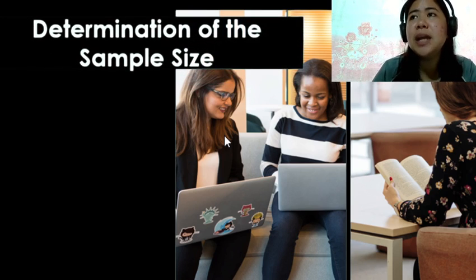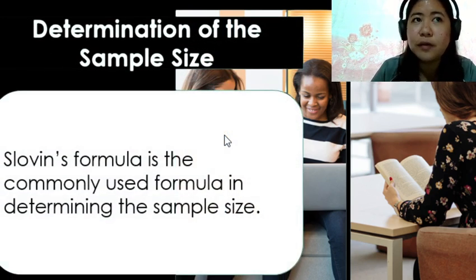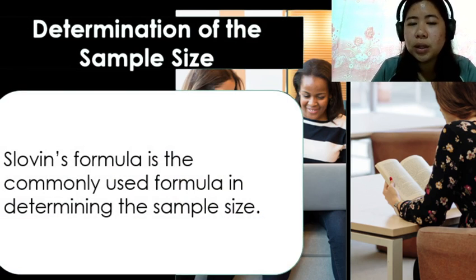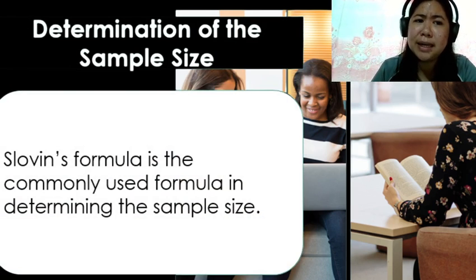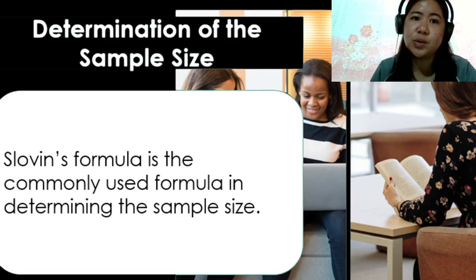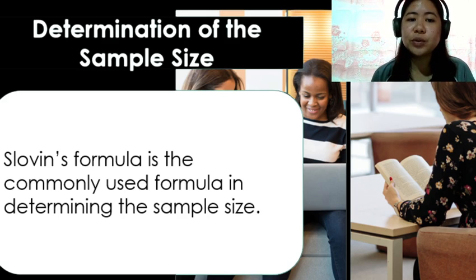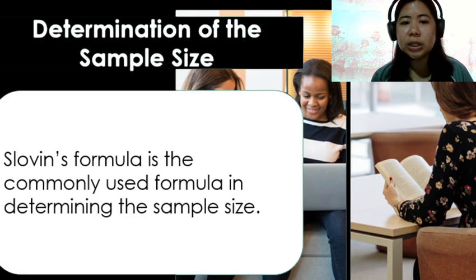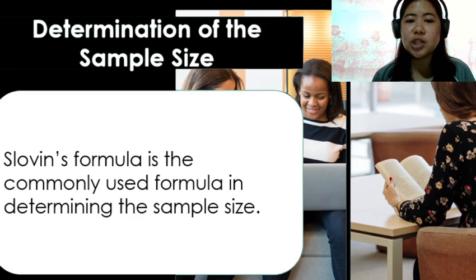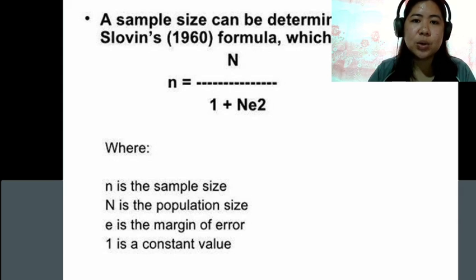Next is the determination of the sample size. Before we do our sampling method, we have to determine our sample size first. This is the first thing to do in your sampling. We have to determine how many respondents we need for the conduct of the study. I don't know if you've encountered Slovin's formula already, but this is the formula commonly used in determining the sample size. A sample size can be determined using Slovin's 1960 formula, which is as follows.